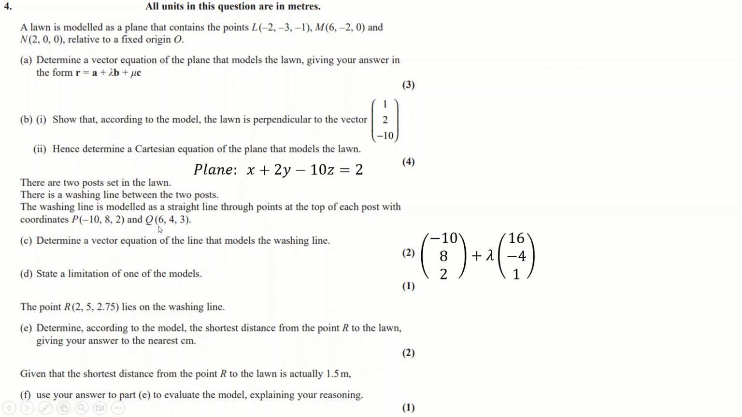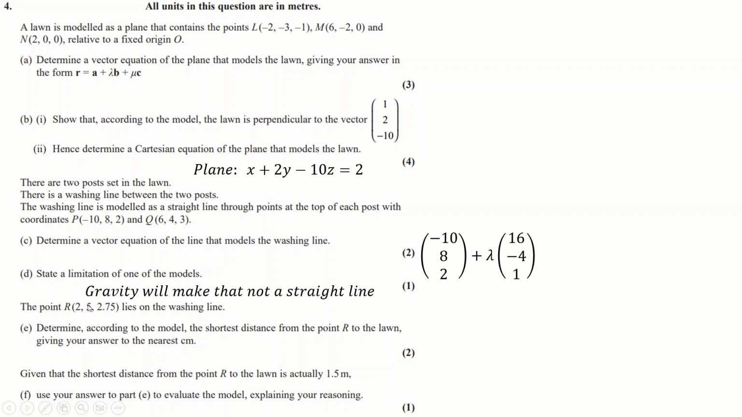So to get from here to here is plus 16, here to here is -4, here to here is +1, and that's where this comes from. And then I've just chosen this point to start with. State a limitation. Of course, you've all seen washing lines in your life. They don't hang straight because of gravity. So sure, just say that.